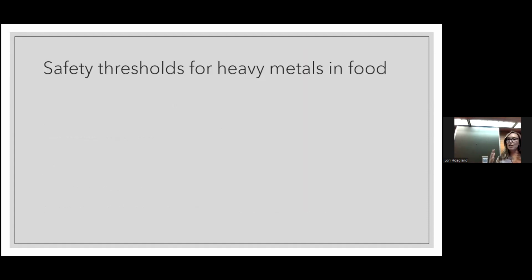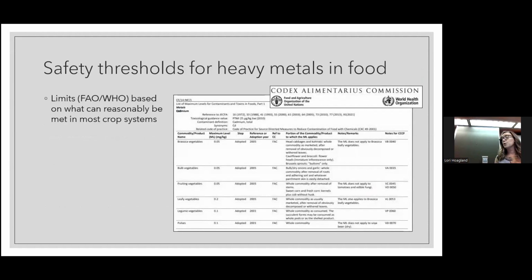So we decided to, again, focus on safety thresholds for heavy metals in soil. If you're not familiar, these are thresholds that are created by governments to regulate safety levels of heavy metals. And so the most commonly used worldwide are in the Codex Alimentarius, put out by the FAO and World Health Organization, which has set levels of heavy metals in our food. And these are generally set based on kind of what is reasonable within crops. Like they recently did a review of quinoa and set the level at 0.2 parts per million.